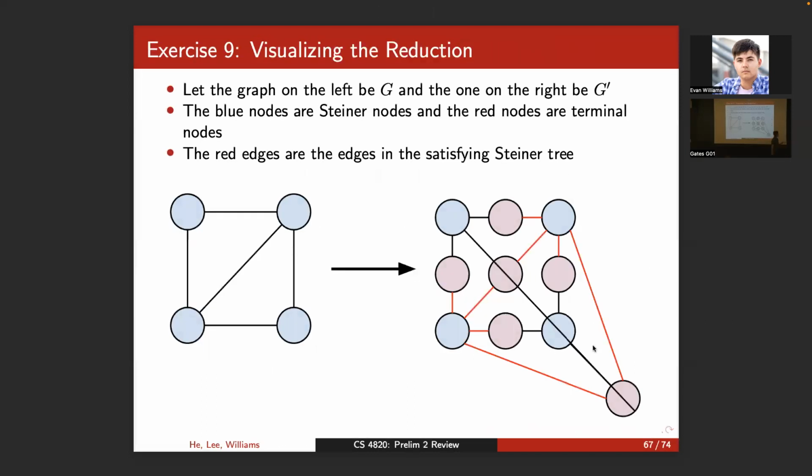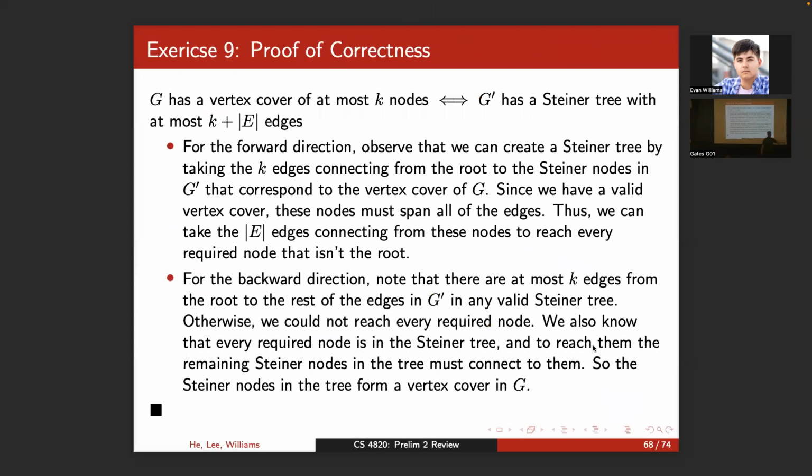So the proof is hopefully fairly simple, right? In the forward direction, if you have a vertex cover, then we can create the Steiner tree with the procedure I just described, right? Take the root node, and then take the edges that go to the vertex cover. The nodes in the vertex cover will be Steiner nodes, or not required nodes, right? But then we can use those Steiner nodes to anchor us to all of the edge nodes that we created that are required.